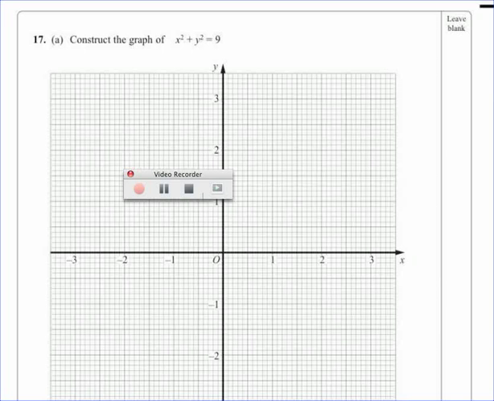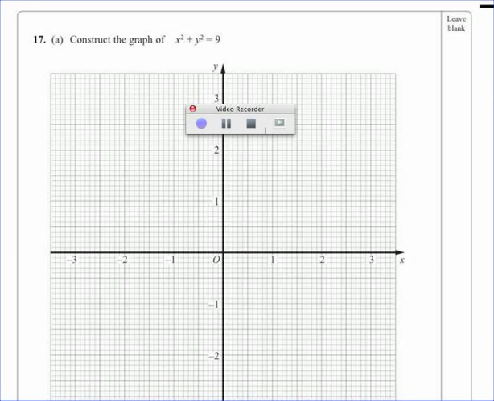Okay, so question 17 says, construct the graph of x squared plus y squared is equal to 9. And what you need to understand with equations of circles is that it's made up of three parts. The first part is the x squared, the second part is the y squared, and the last part is the 9. And the most important thing you need to remember is that the 9 here is basically the radius.